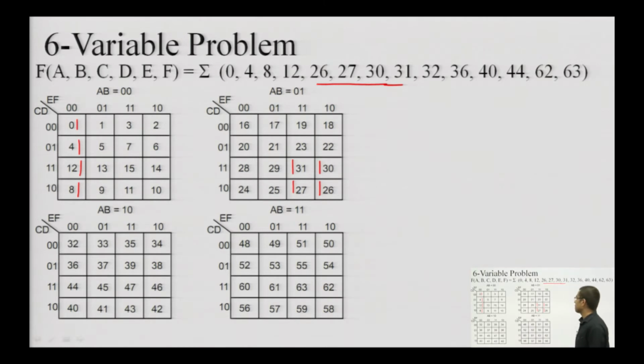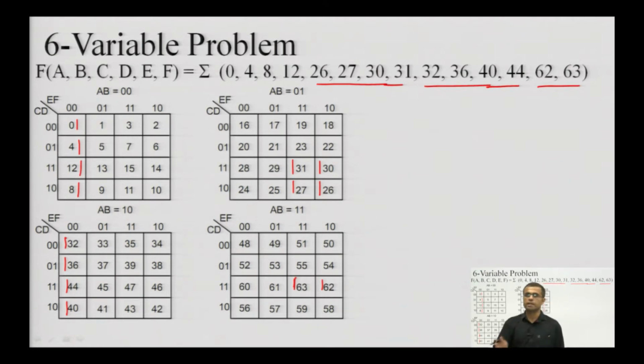Okay. Then 32, 36, 40 and 44, these 4 are related to this third K map. Okay. Then the last two, 62 and 63. So, these are the minterms which are being entered into this 6 variable K map layout.